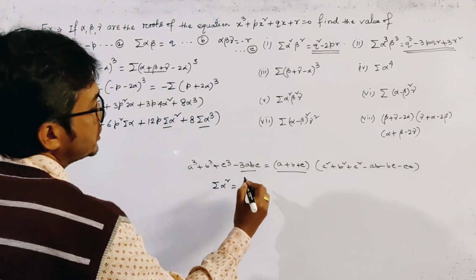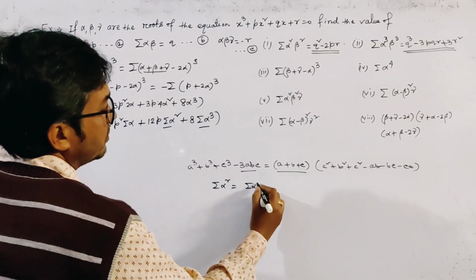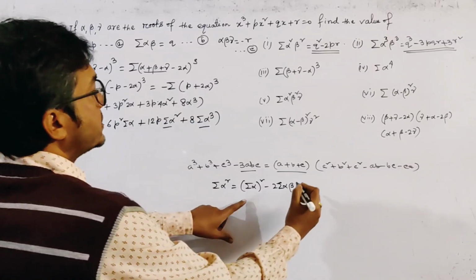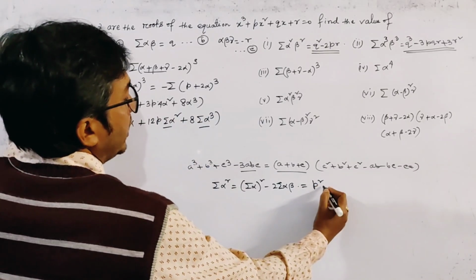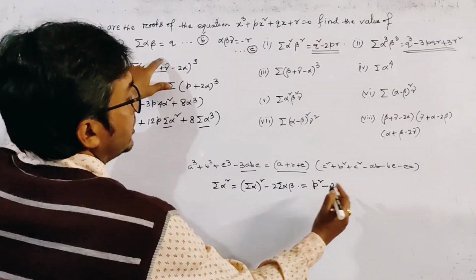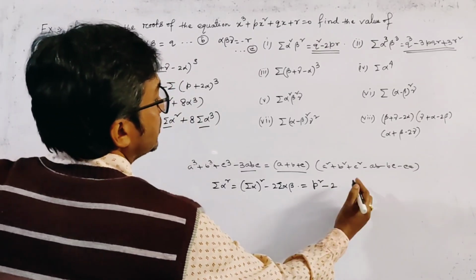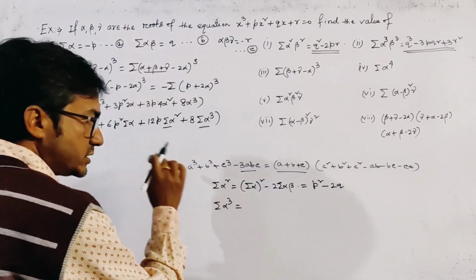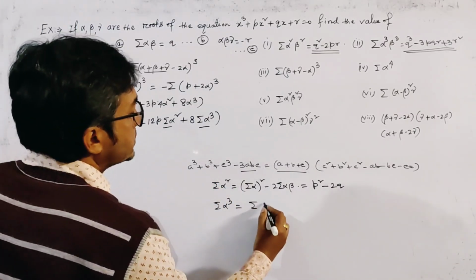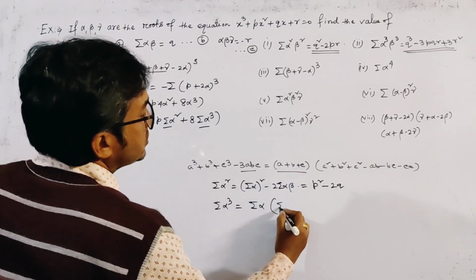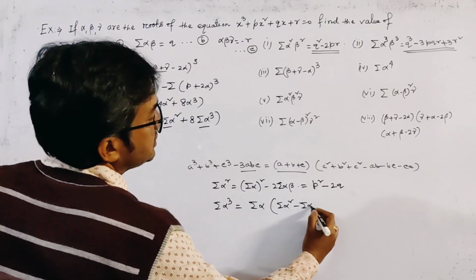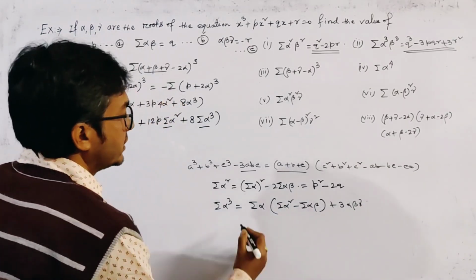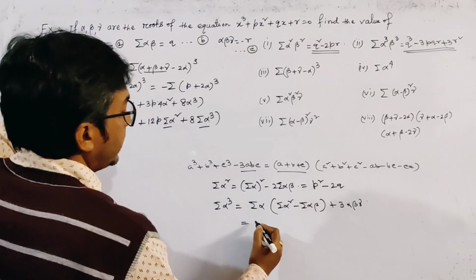Summation alpha square. This is a very easy formula. So summation alpha whole square minus 2 into summation alpha beta, and this is p square minus 2q. And summation alpha cube, we put this formula: summation alpha into summation alpha square minus summation alpha beta plus 3 alpha beta gamma, right? And summation alpha means minus p.